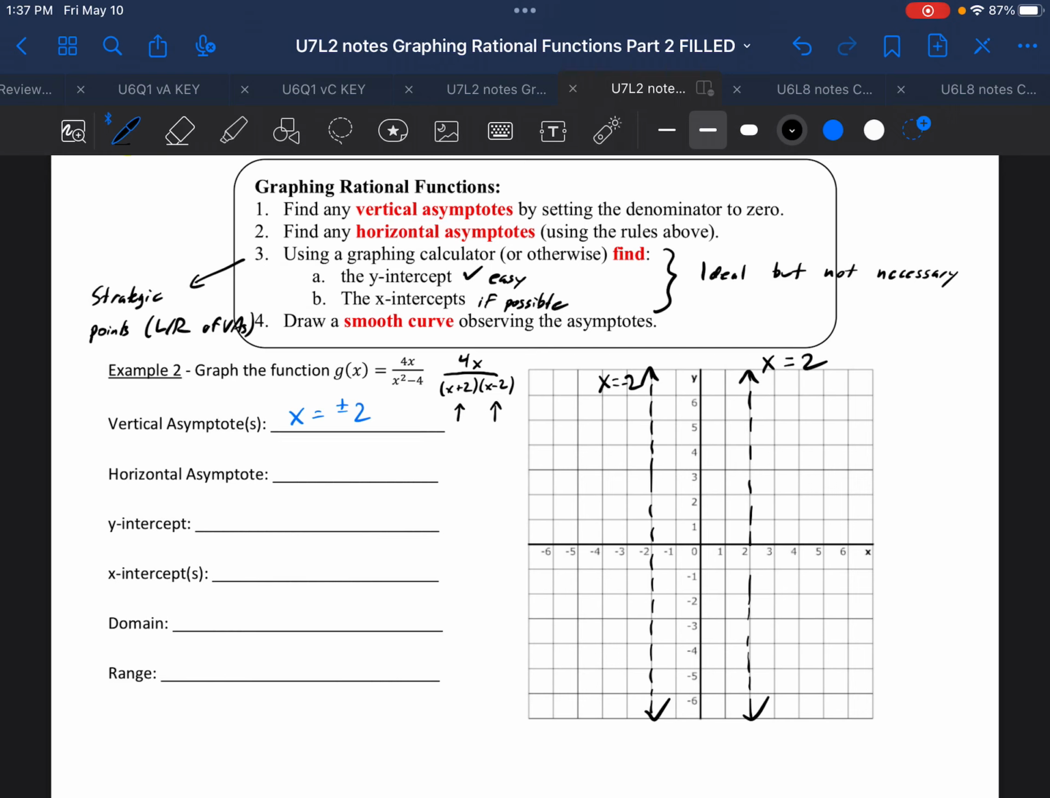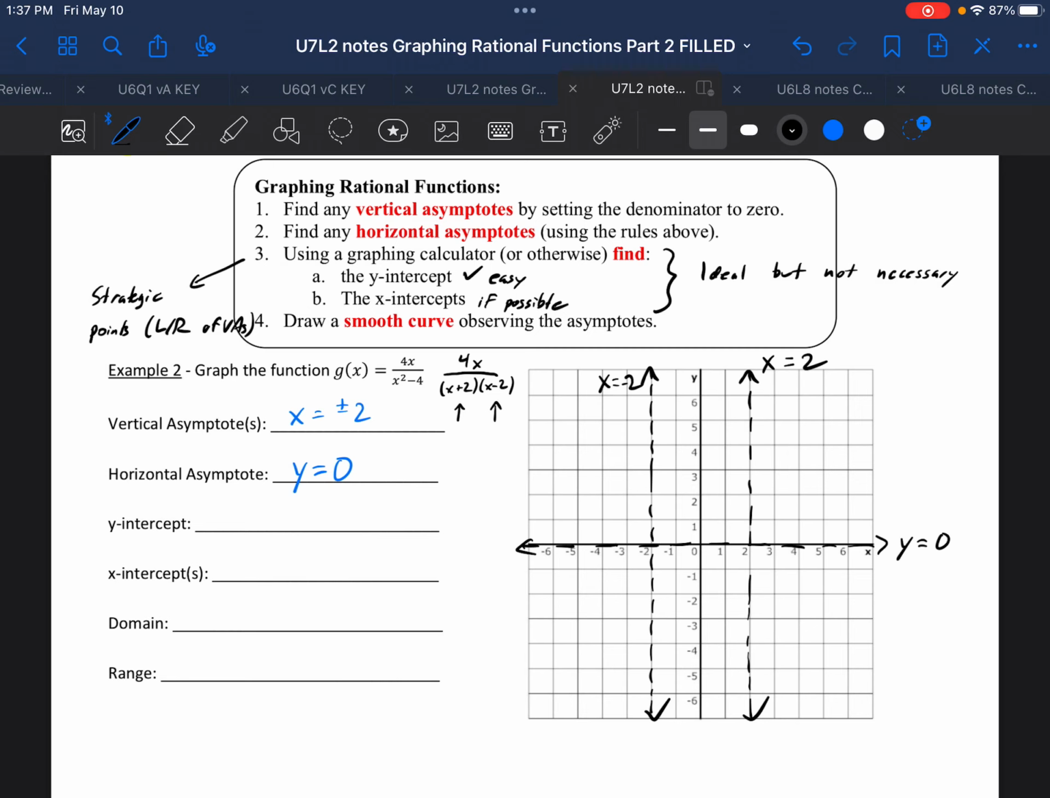Okay? Next, horizontal asymptote. Well, in this case, I've got a degree 1 on the top, a degree 2 on the bottom. So the degree of the bottom is bigger. So my horizontal asymptote is going to be y equals 0, again, because the degree of the bottom is bigger than the top. So that's our horizontal asymptote, y equals 0.